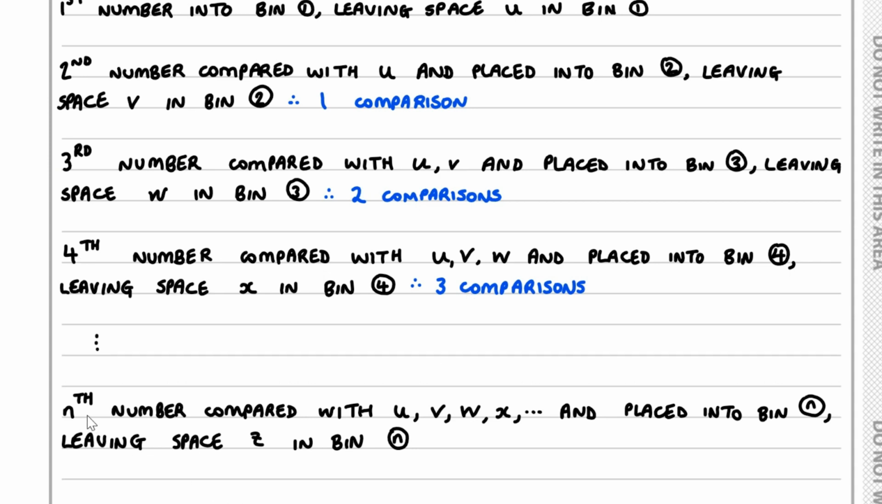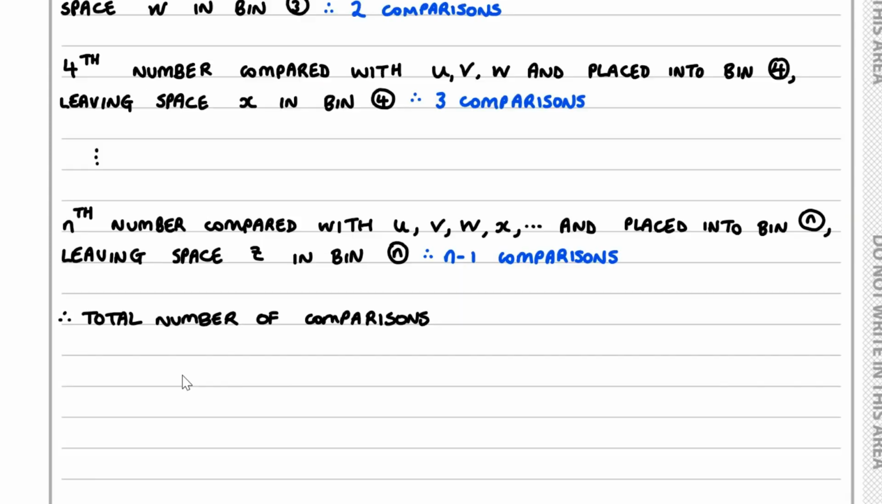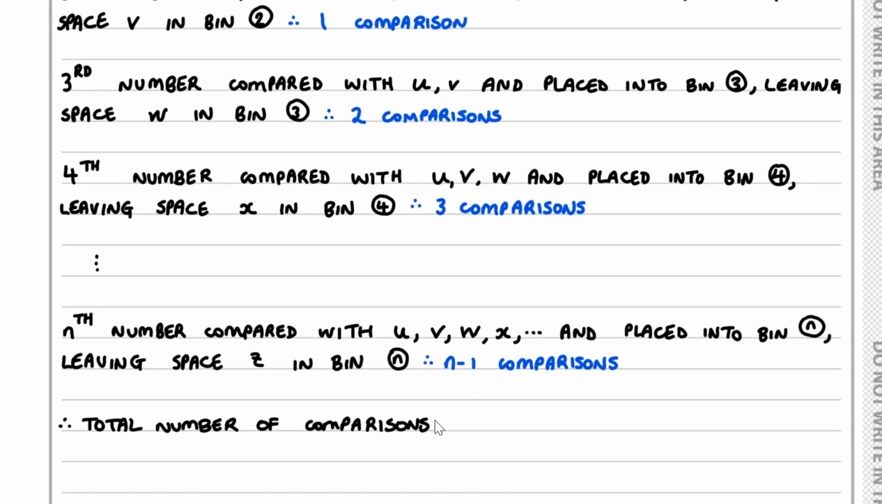And therefore for the nth number, we would have n-1 comparisons. The number of comparisons is always one less than the number we're considering. So therefore, the total number of comparisons we've got here is 1 plus 2 plus 3, and then we continue this up until the n-1 comparison.